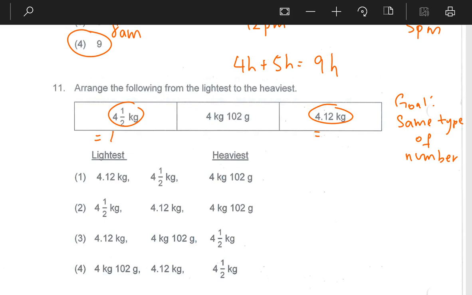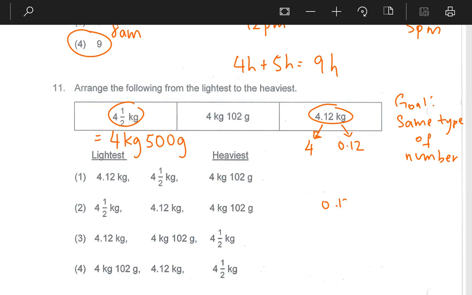Now 4.5 kg is nothing but 4 kg. Half a kg would be about 500 g, right? Because 1 kg is 1000 g. Half of it will be 500. Okay, now what about 4.12? Now 4.12 is made up of 4, and it is also made up of 0.12.